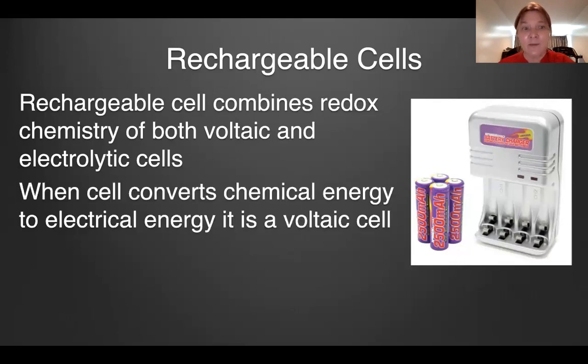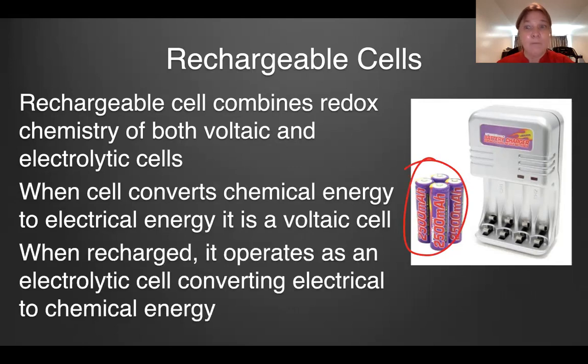When the cell converts chemical energy to electrical energy, it is a voltaic cell. That is if you use just the batteries. But when you have used up all of the chemical energy inside the voltaic cell, you then plug it in to your charger and you plug it into the wall. You use the electricity to fill up the batteries with chemical energy again. And what did I say about electrical energy being converted into chemical energy? That's an electrolytic cell. So when you are recharging the batteries, it is operating as an electrolytic cell.